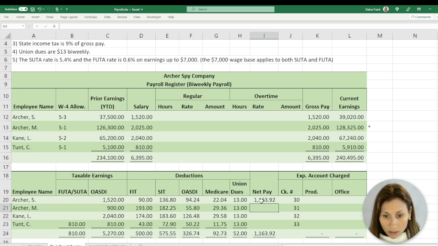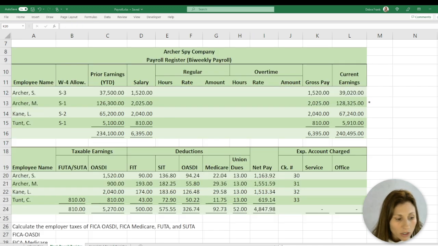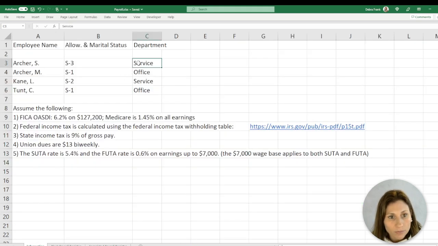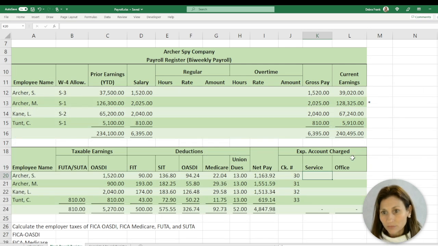And so we're going to do that for all the other columns. The last part of our register, we're almost done. We just need to say who belongs in what expense account, what department. If we go back to our information, we can see here Archer S is in service, Archer M is in office. Okay, so we're just going to put the gross pay in those sections. So this was service, and then this one was office.